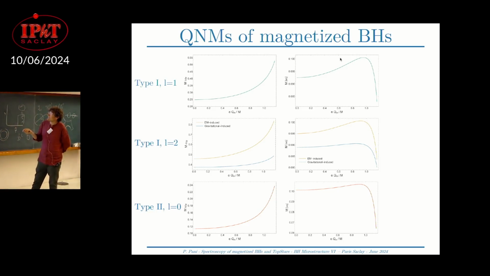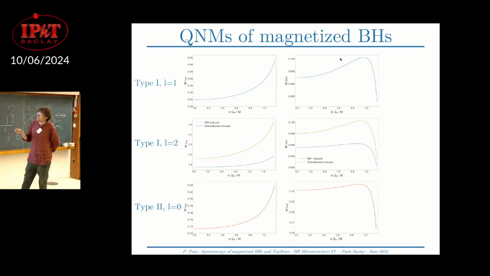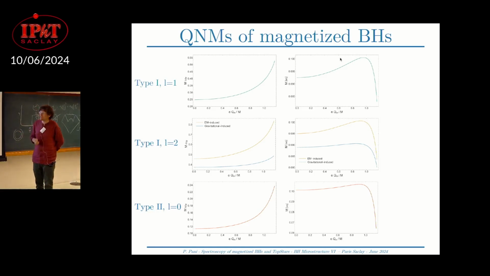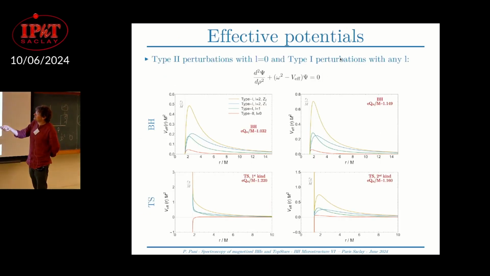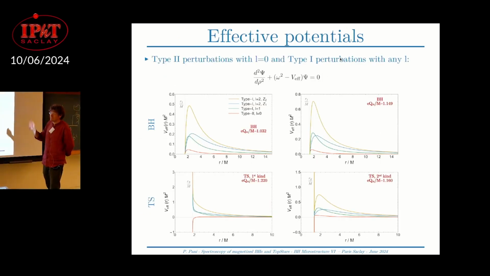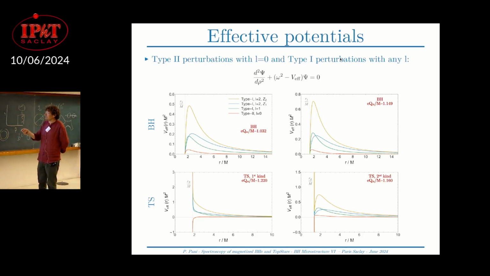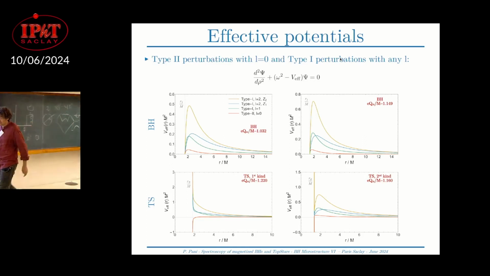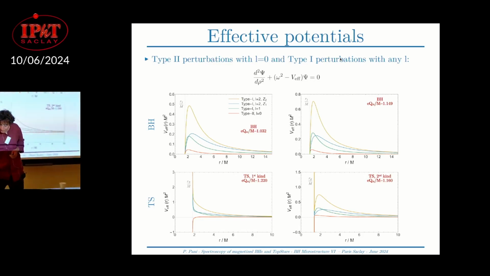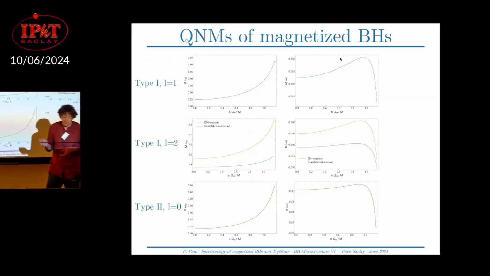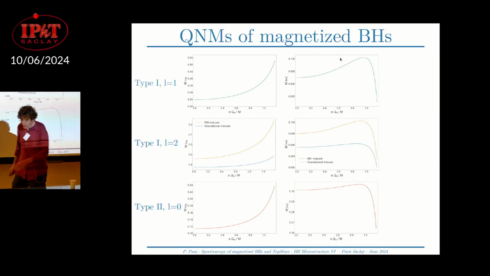The only difference is that here in the type 1 L equal 2, you have two modes because there is the electromagnetic induced and the gravitational induced, but they behave very similarly. And this is the type 2 L equal to 0. In the black hole case, remember that the potential for L equal to 0 has nothing special, so we didn't expect any particular behavior here. In fact, these results are very standard. For a Reissner-Nordström black hole, you will see something very similar in principle.